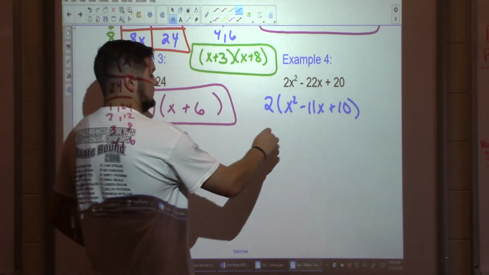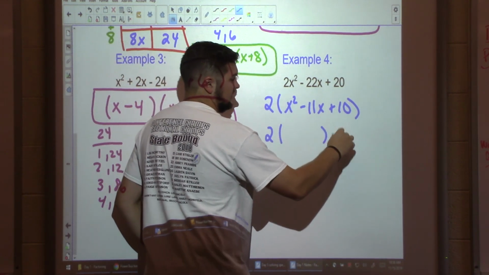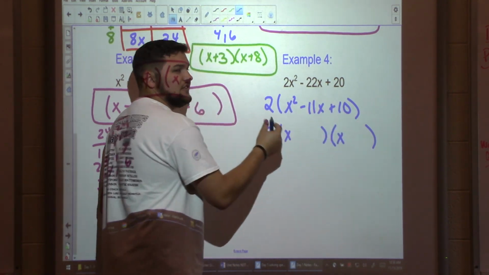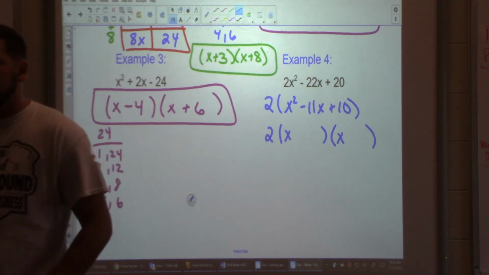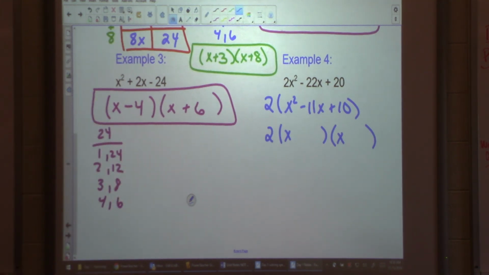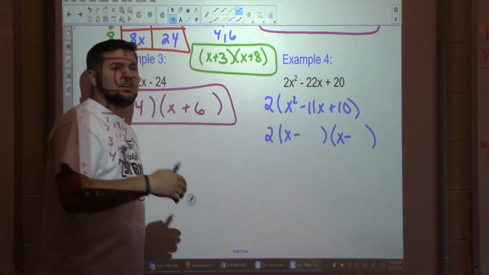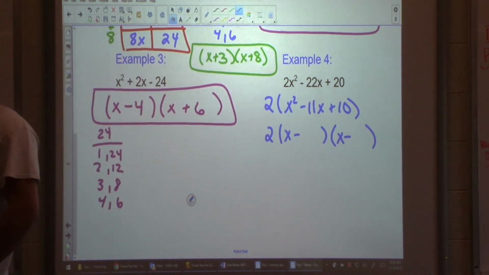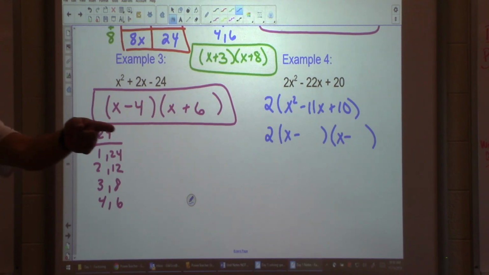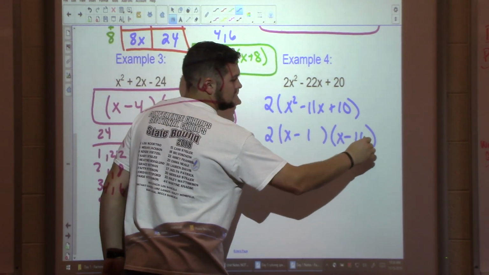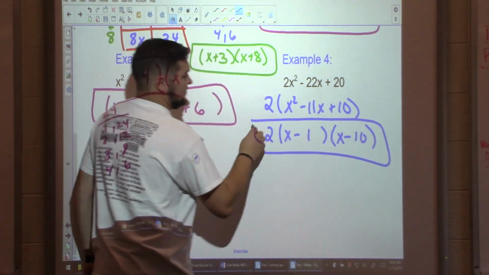So I'm looking here. It's just x squared, so it's just x and x again. Hey, if it multiplies to a positive, but adds to a negative, they're both going to be negative, right? Negative times a negative is a positive. When I add them, it gives me a negative. So x minus and x minus. Well, what multiplies to 10 and adds to negative 11? Negative 1 and negative 10. Very good. So minus 1, minus 10. That's our answer.